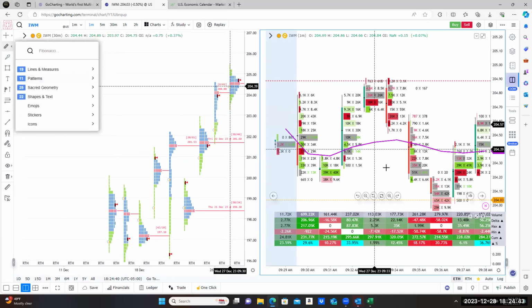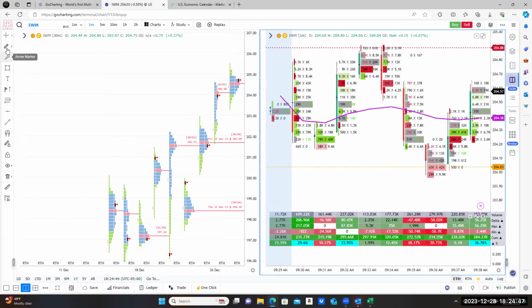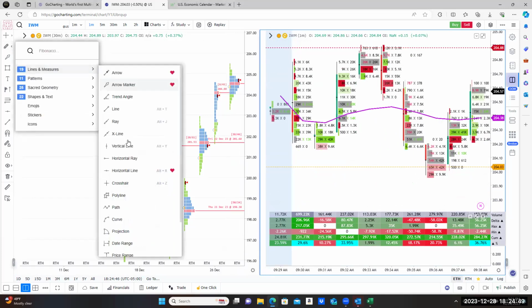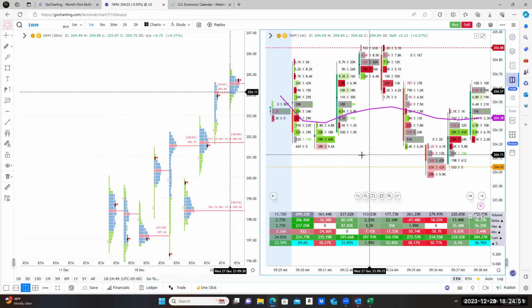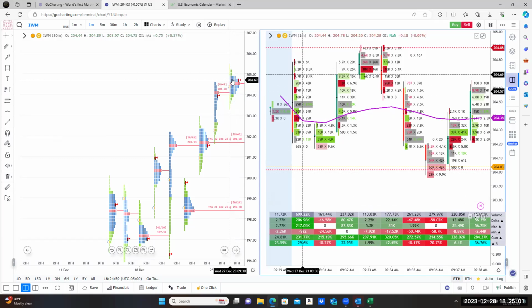Let's see if I can do this without having to move it. Yeah, I have to move it. All right. And then I mark my POC low, or value low, again depending on who you talk to. The terminology may be a little different. So I have my POC high and my POC low. Now I want to mark my value area.